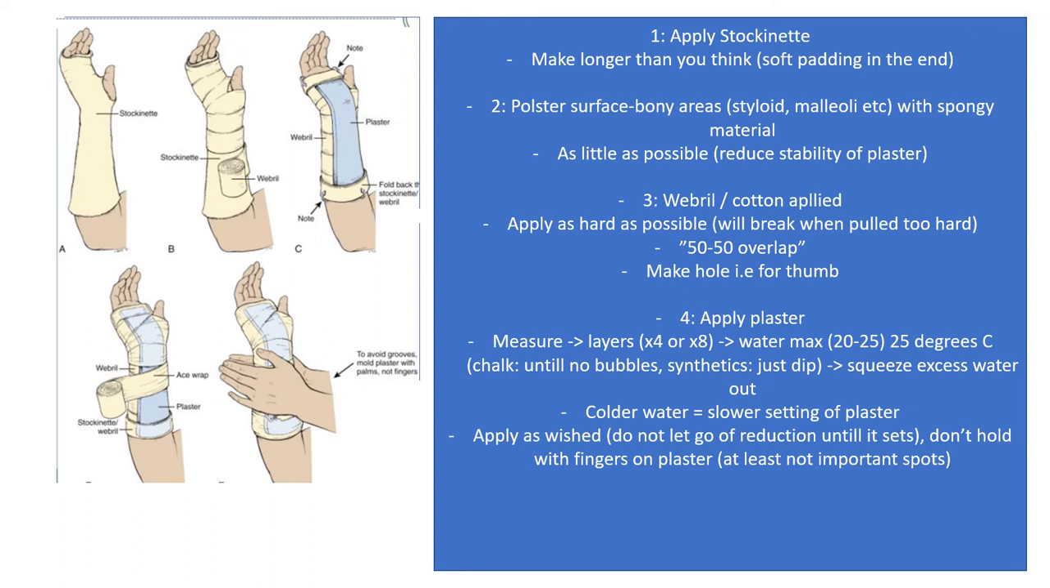Don't hold with your finger on the plaster, not on the important spots, because then you'll pressure it in. And then you apply elastic bands afterwards. And again, there's a 50-50 overlap. And then you mold with flat hands, not with your fingers, but with your flat hands. Again, you don't want the cast to have fingerprints and be uneven.